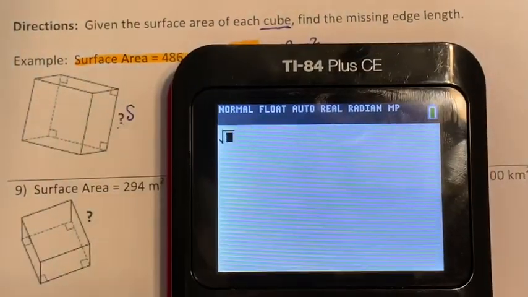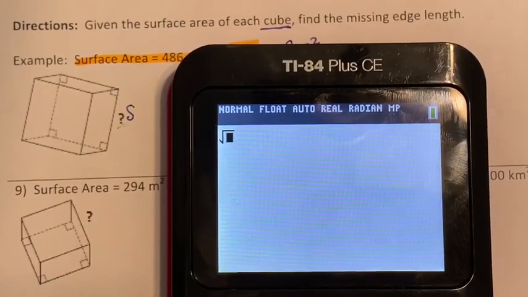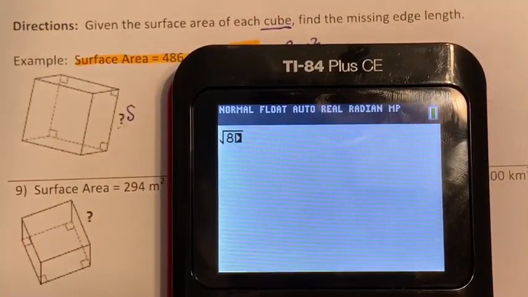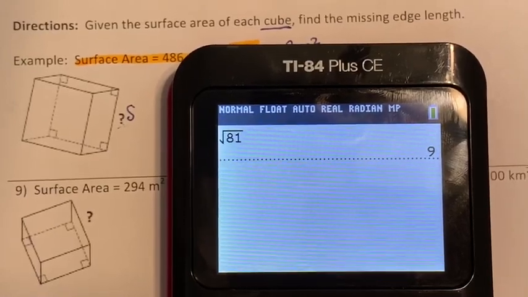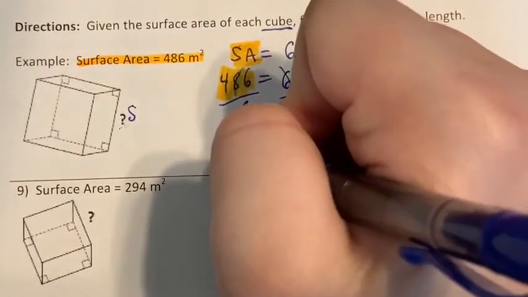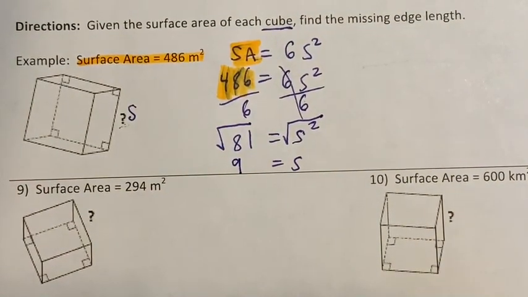Or if you're using your phone calculator, I know there's a square root button. The Desmos scientific calculator that I linked on Schoology also has it. But here I'm taking the square root of 81, and we can see that I get 9. So my side length is 9, but I have to figure out what my units are.